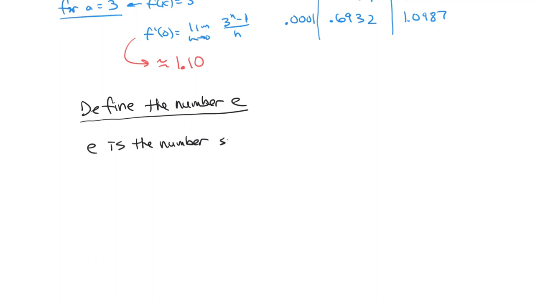e is a number such that the limit as h approaches 0 of (e^h - 1)/h equals exactly 1. It's a strange thing. I know it seems strange to make up a number that works, but you'll see other definitions also.